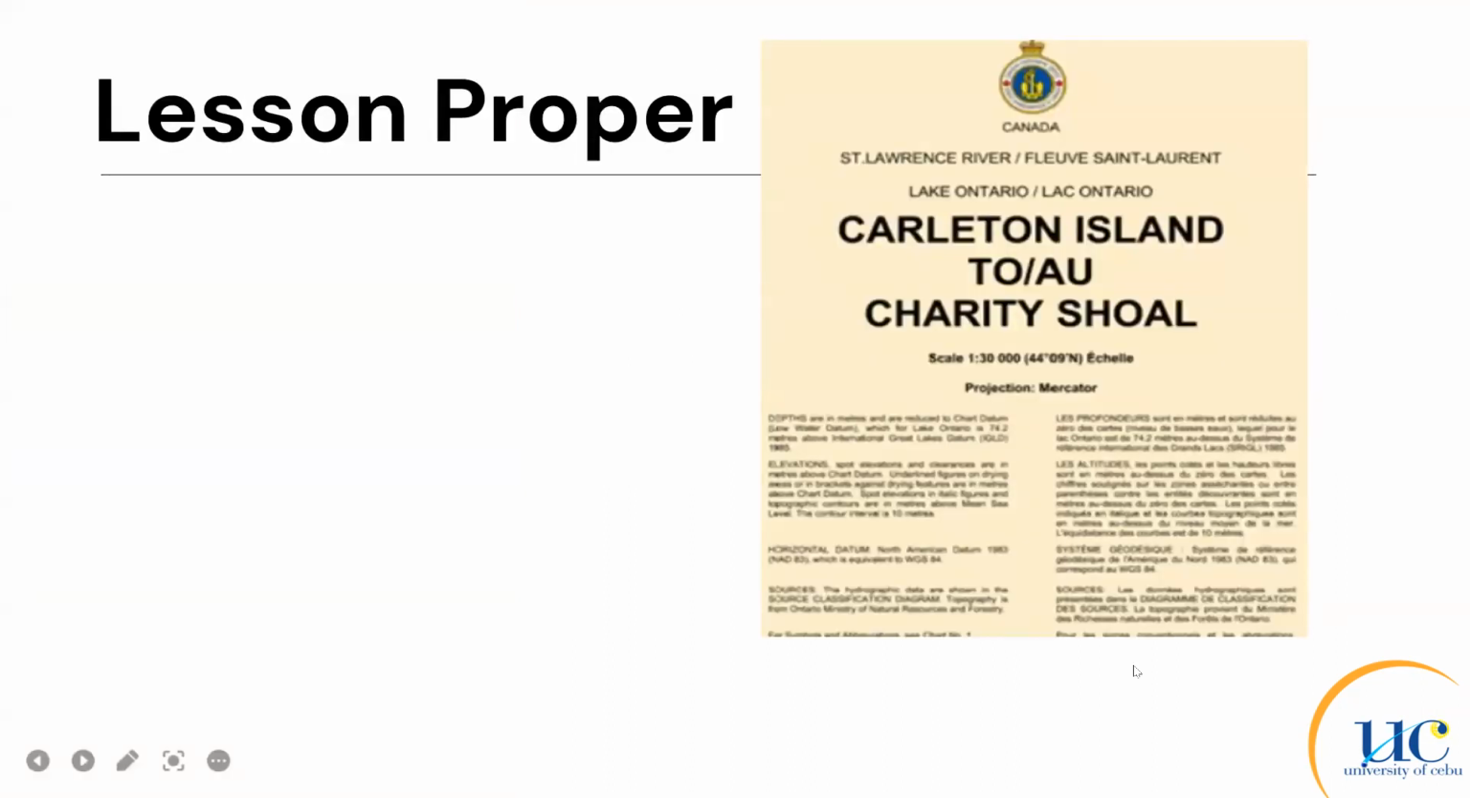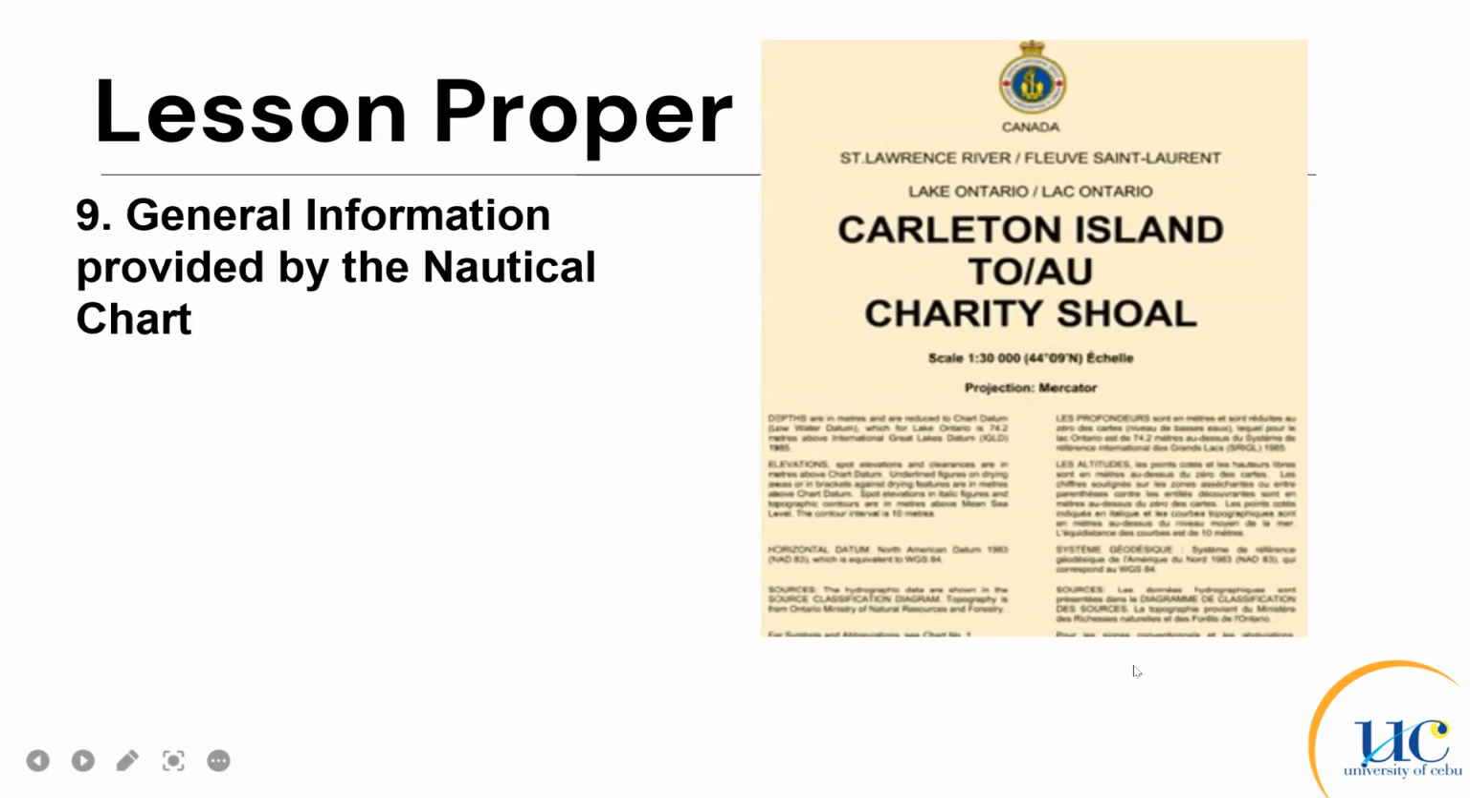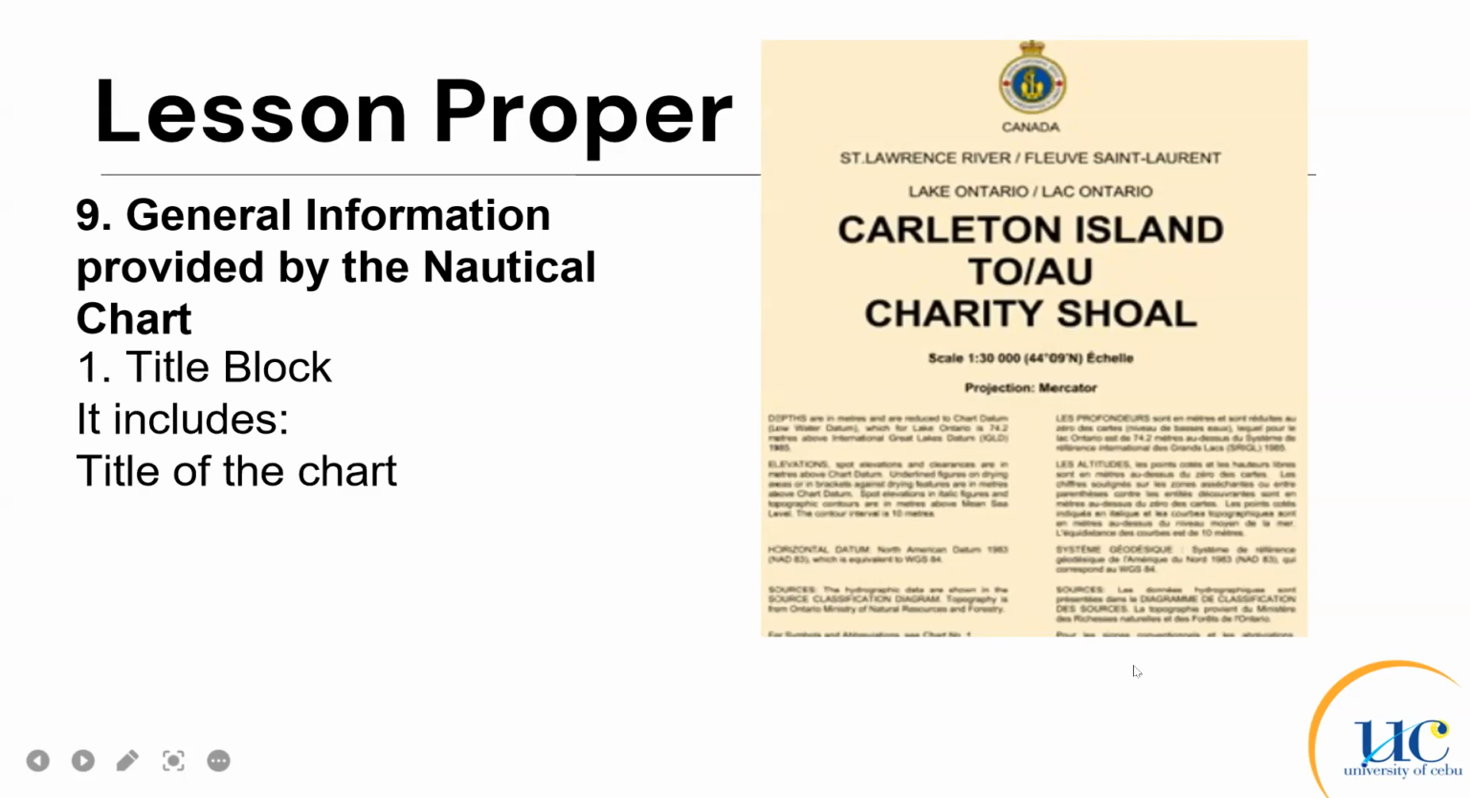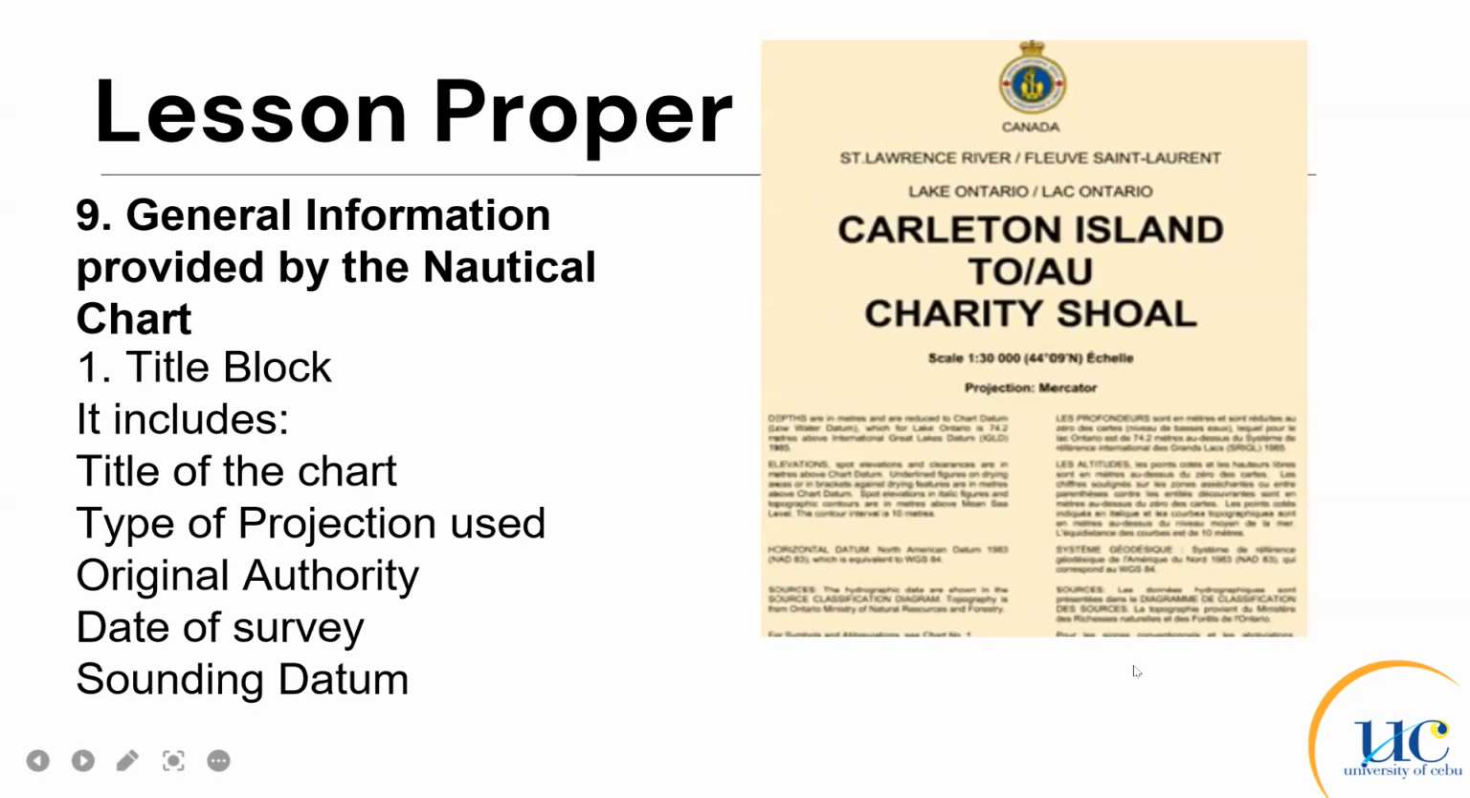So, lesson proper. Let's look at what you can find in the general information provided in a nautical chart. So, some of you said that this is considered to be the title block. It includes the title of the chart, type of projection, original authority, date of survey, sounding datum.